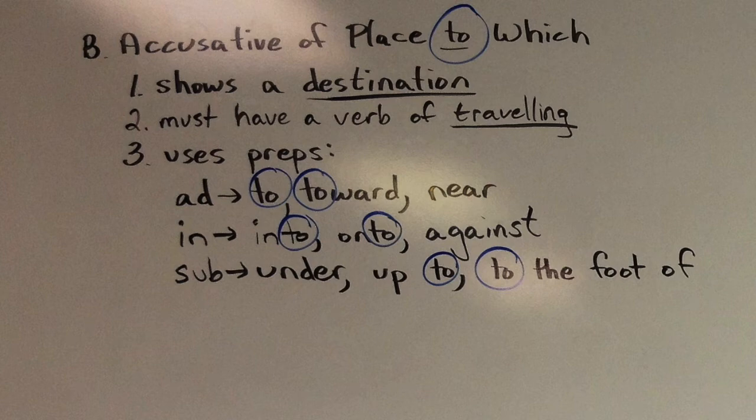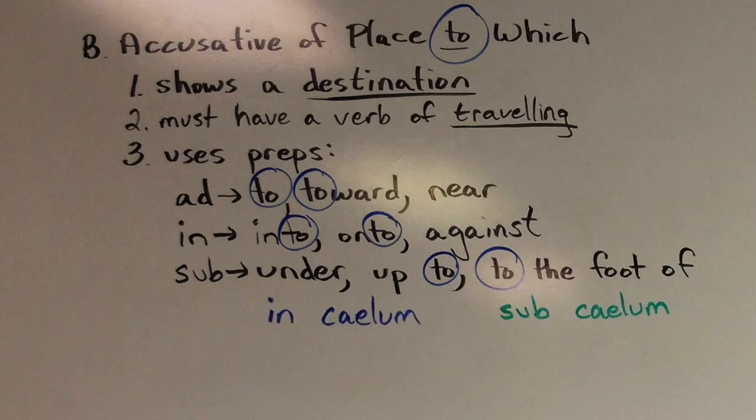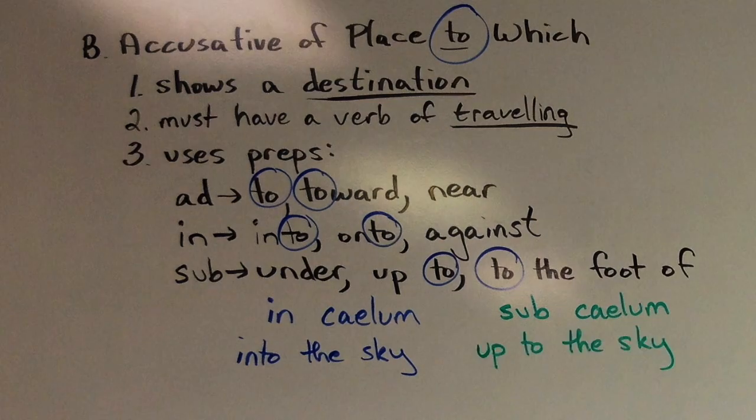Let's take a look at a couple of examples specifically with in or sub. Now in your notes above for the ablative of place where, we put down in caelo and sub caelo with the ablative, which meant in the sky or under the sky. In contrast, for the accusative of place to which, we'll put down in caelum and sub caelum. Now since these have accusative rather than ablative endings, they'll translate differently. Pause for a moment and see if you can figure out how to translate in caelum and sub caelum correctly. If you did, you got the translations into the sky and up to the sky.